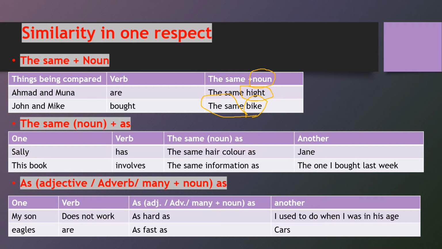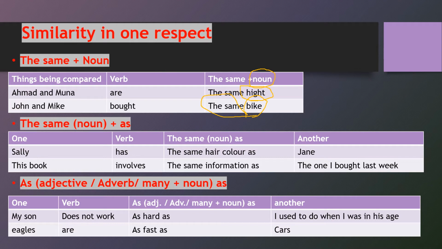For instance, in the structure here, we've got the first thing compared, and then the verb, and then "the same", and then the noun, and then "as", and finally you have the other thing. So the word "as" separates the two things that you are comparing.